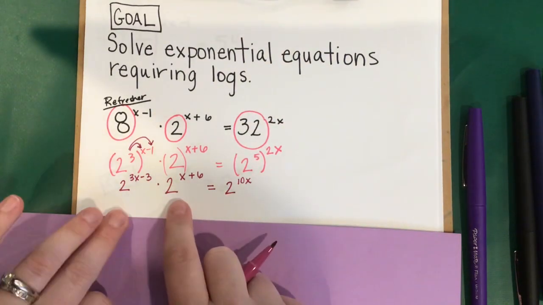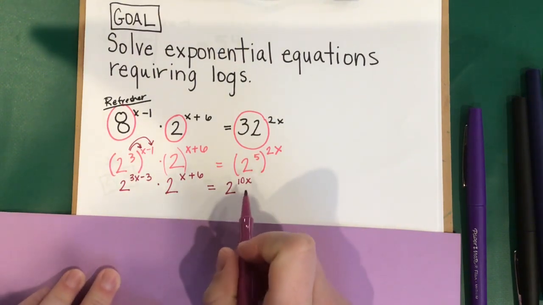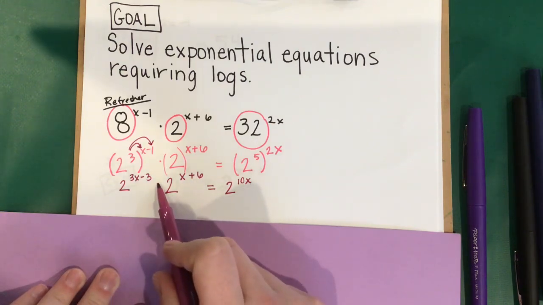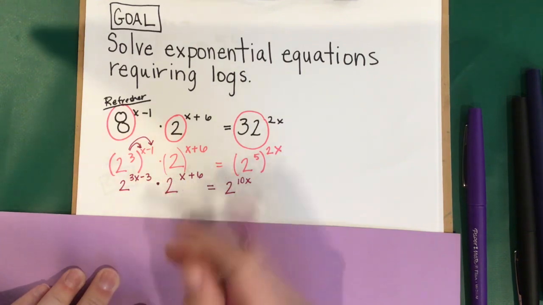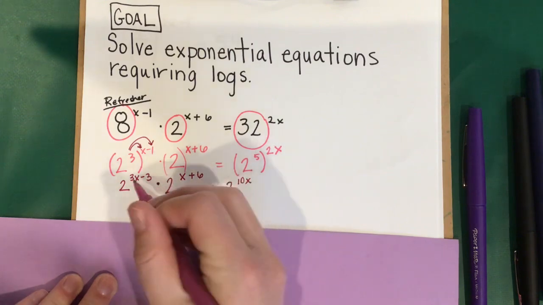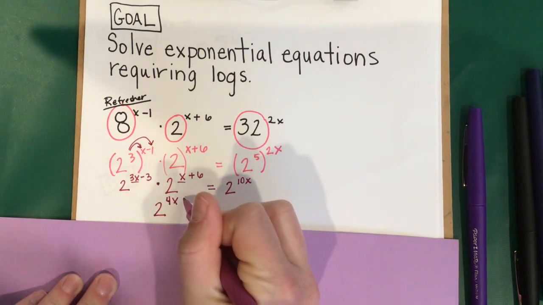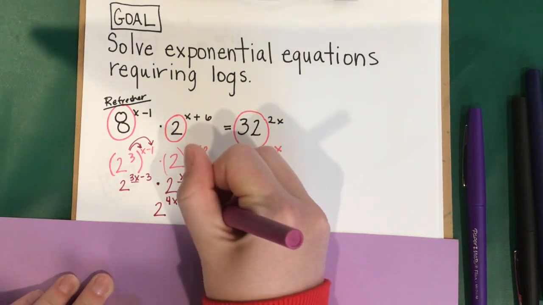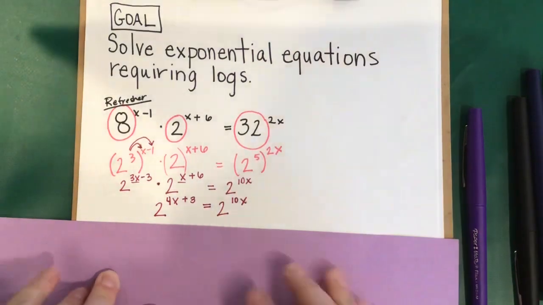So in order for me to solve this, I need to have only one base on the left side and one base on the right side. Well, I already have the one base on the right side. So now I have to condense this somehow. Well, when I'm multiplying, I add my exponents together. So this leaves me with 2 to the 4x plus 3 equals 2 to the 10x.